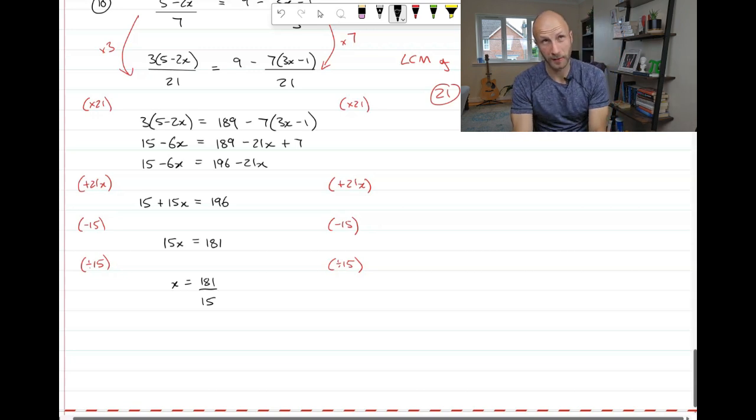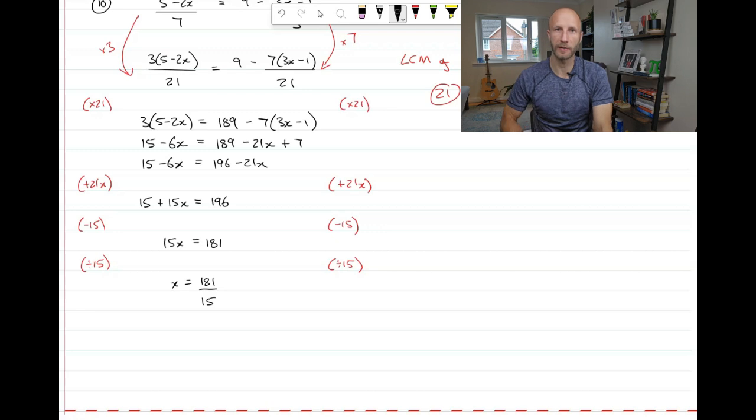And I don't think there are any common factors to that either. 3 doesn't go in 15. So I think that's fully simplified. Do put it in your calculator and check. I should do the same, although I'm pretty confident it won't simplify.